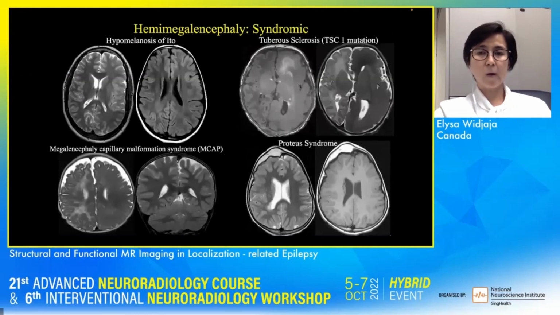Hemimegalencephaly may be isolated or syndromic. Syndromes associated with hemimegalencephaly include hypomelanosis of Ito, megalencephalic capillary malformation syndrome, tuberous sclerosis, and Proteus syndrome.